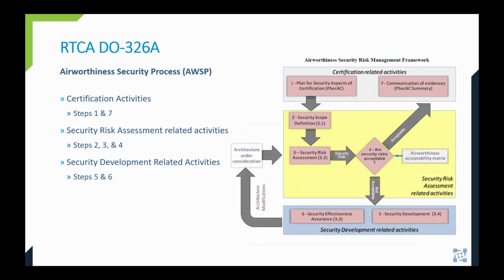Step 4 is a decision gate. If there is a security risk, evidence of assessment and mitigation measures need to be produced, which feeds steps 5, 6, and 7. Step 5 is where security protection is implemented in the design, and step 6 measures the effectiveness of the security protection implemented.